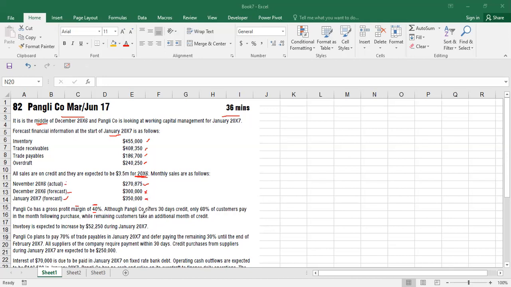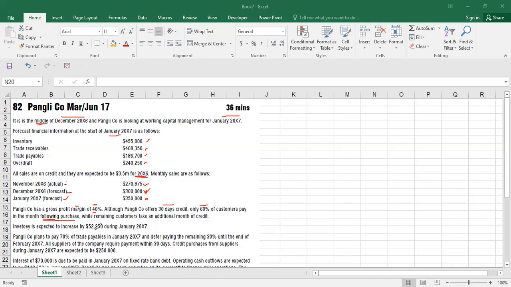Although Pangli offers 30 days credit, only 60% of customers pay in the month following purchases, while remaining customers take an additional month of credit, which means that whatever you sell, this 300,000, some part of that will come in January. So 60% will pay in the next month, and 40% will pay in a further month. Customers pay in the month following the purchases. For you, these are sales. For customer, these are purchases. So your sales following the sales month.